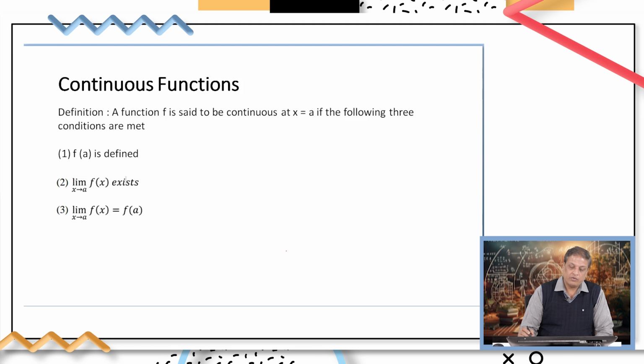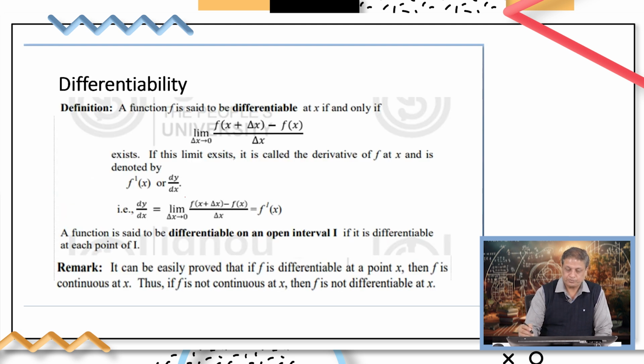We understood what continuous functions are, and there are three important conditions to establish that a function is continuous. A function f is said to be continuous at x equal to a if these three conditions are satisfied: the function at point a should be defined, limit x tends to a f x should exist, and limit x tends to a f x should be equal to f of a.